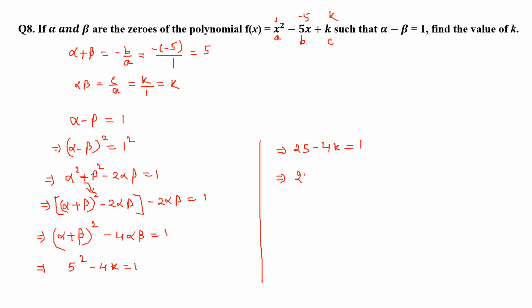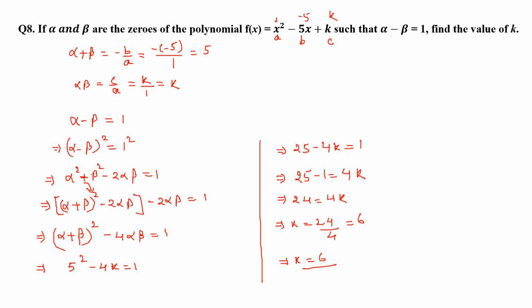Transpose 1 from RHS to LHS. 25 minus 1 equal to 4k. So 24 equal to 4k. So the value of k will be 24 by 4, which will give me a value of k as 6. So k is equal to 6 as the answer.